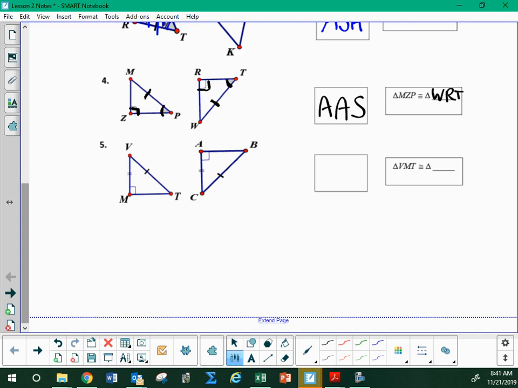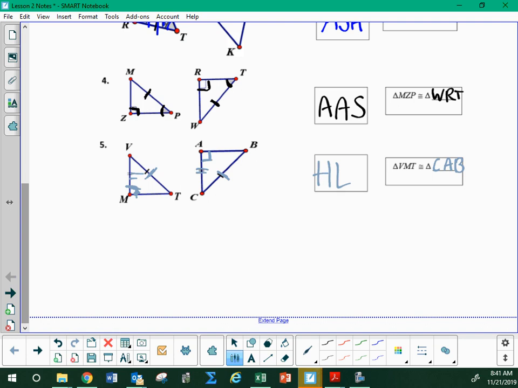Okay, so for number 5 here, we have a right triangle. Now, just because it is a right triangle does not automatically mean HL. It's just an option that only works for right triangles. So let's take a look. Do we have our hypotenuses congruent? Okay, we've got hypotenuses. Do we have a set of legs congruent? Yeah. So this would be HL, hypotenuse-leg. We would have triangle BNT congruent to triangle CAB.